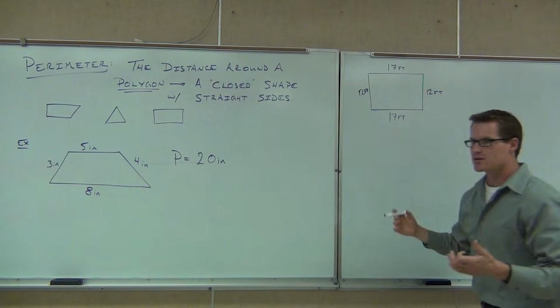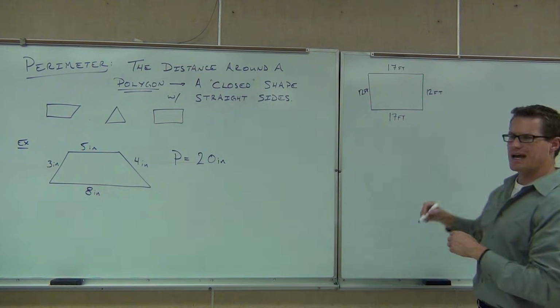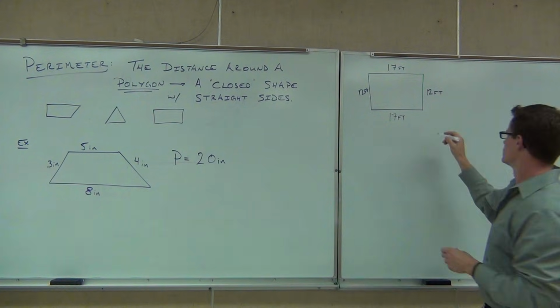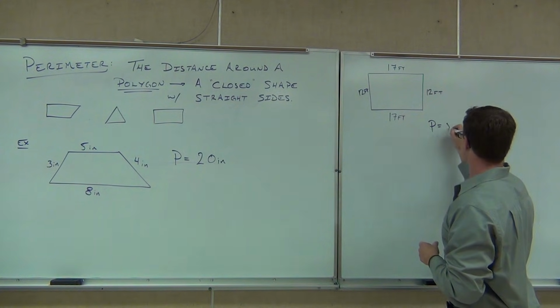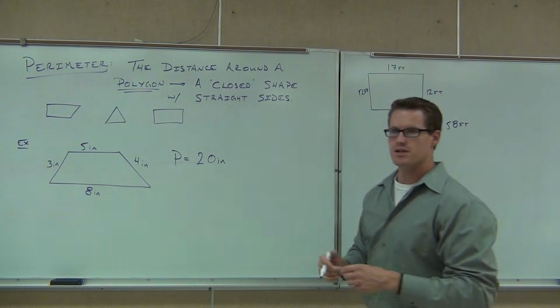So if we add those together, we just add up all the sides, we're going to get how much there? 58. So the perimeter for our room is 58. Feet. Yeah, 58 feet, exactly right.